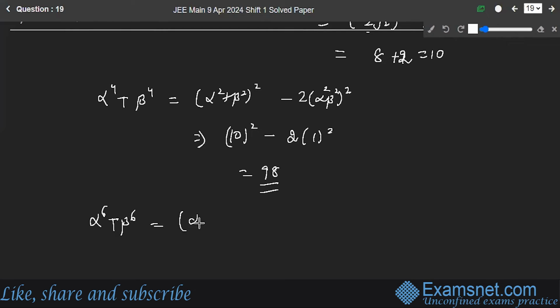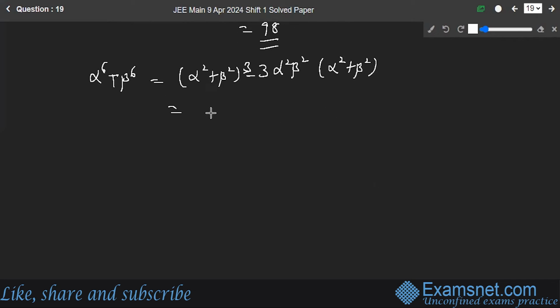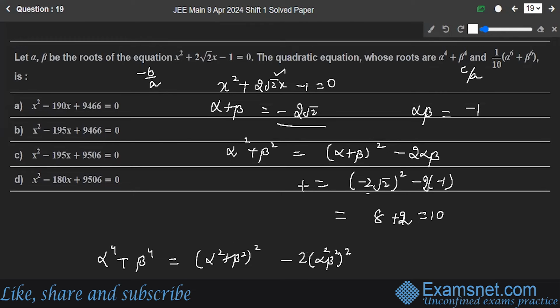This is equal to (alpha square, beta square) whole cube minus 3 alpha square, beta square into this. Alpha square plus beta square was equal to 10. So this gives you 10 cube, that is equal to 1000, minus this will be 3 and 970. Right. Now let's get back to what we had to find out.